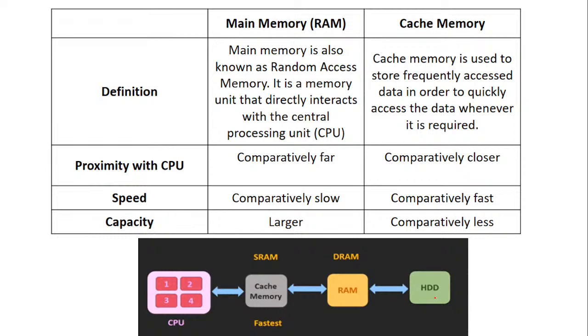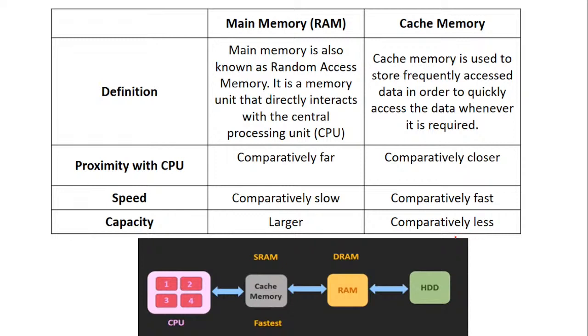And that's the reason the cache memory is expensive, because it matches the speed of the CPU to retrieve the information or the data. Fine. So if you see over here, cache memory is comparatively closer. That's the reason I brought this diagram. So you can see it's very close, and it can provide the information with the speed which the CPU runs with. It is comparatively fast, as I said. The capacity is less because it only stores the data which is frequently used.